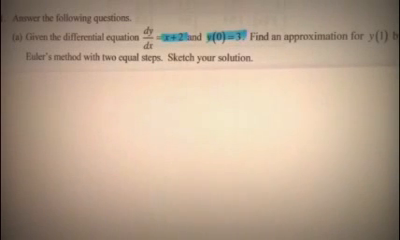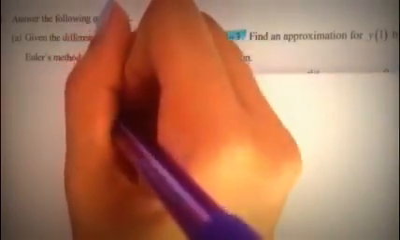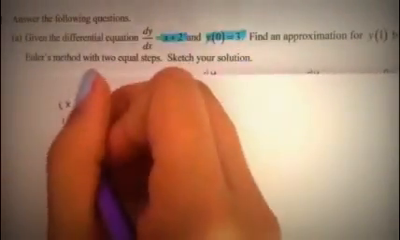Given the differential equation dy/dx equals x plus 2, with an initial condition of y of 0 equals 3, find an approximation for y of 1 by using Euler's method with 2 equal steps, and sketch your solution. The very first thing you should do when approaching these questions is make a table. Your table should include your initial condition, x comma y, which in this case was y of 0 equals 3, so 0 comma 3.